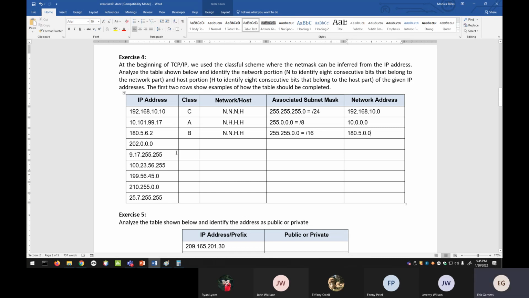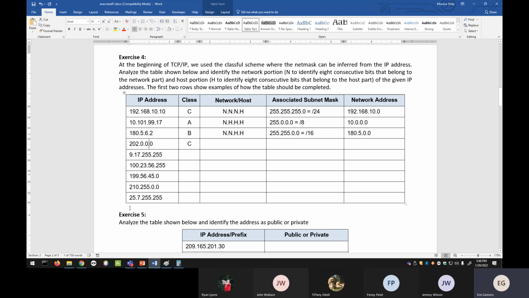Okay, what about the next one? We have 202.0.0.0. 202 is between what and what? 192 and 223. So it will be class C. So if it is a class C, where is the separation? 24 bits, exactly. It will be here.